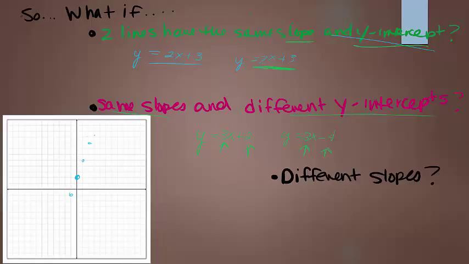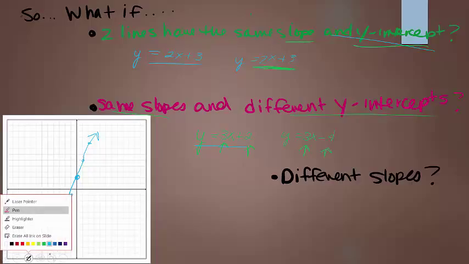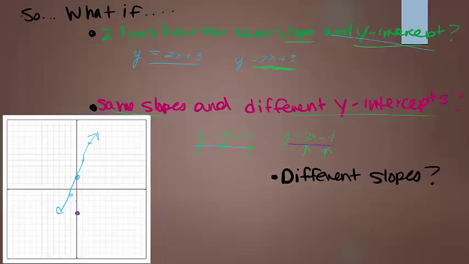All right, so this is the first one. Now let's do the other one. All right, 3x plus 4. Oh, minus 4. 1, 2, 3, 4. And then up 3 over 1, up 3 over 1. Okay. All right, so what does that look like there?